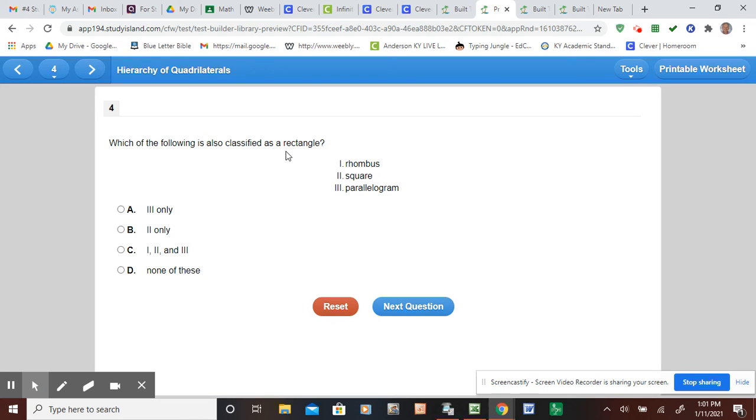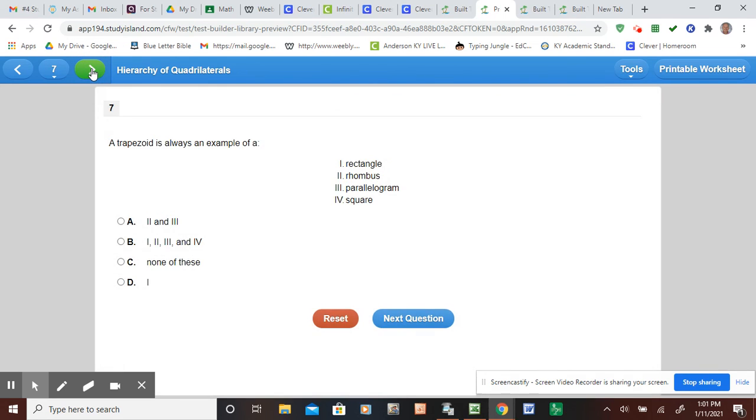Which of the following is also classified as a rectangle? Rhombus, square. Which one is always a rectangle? All right. Good. Keep working on that, and I'm sure you'll do a good job.